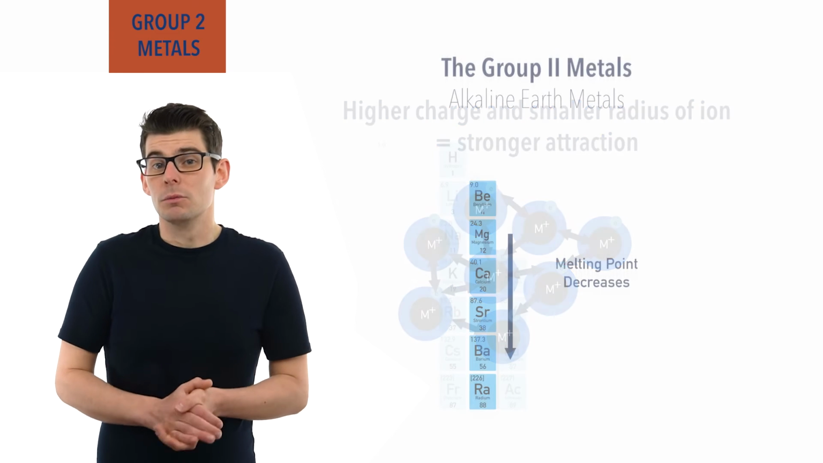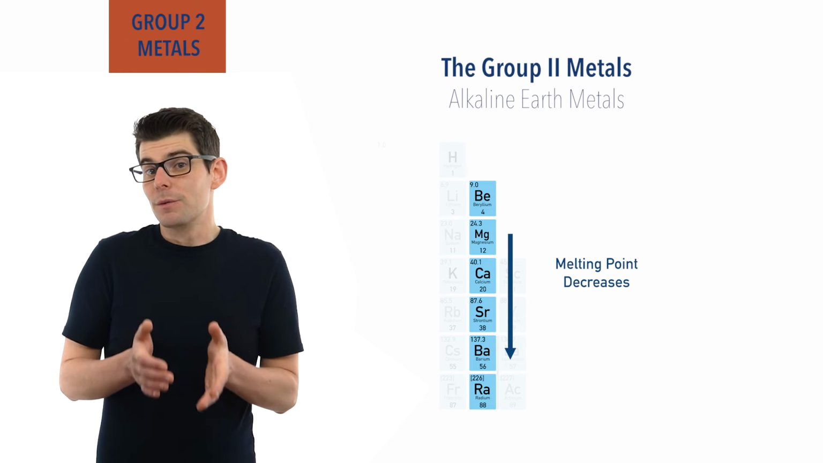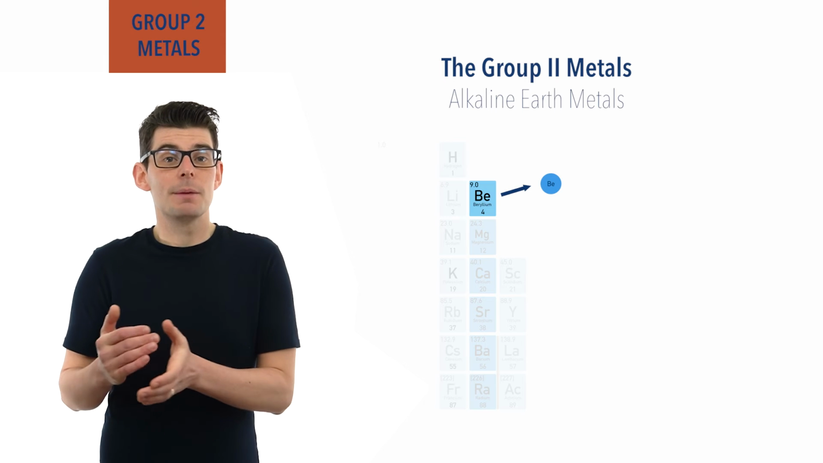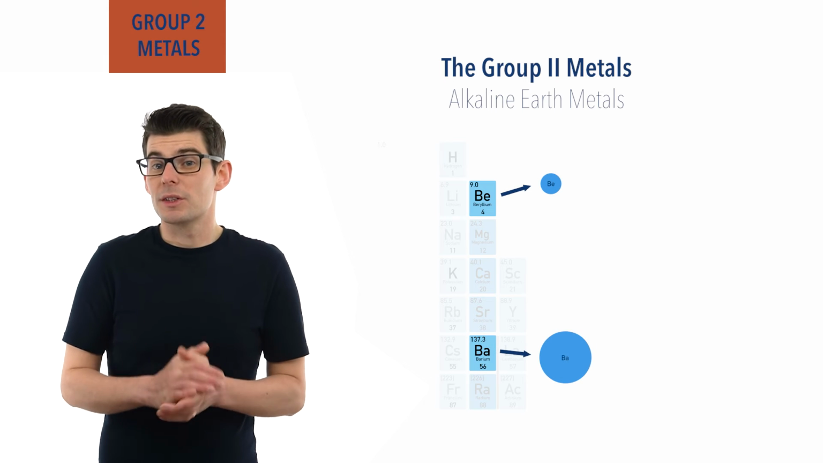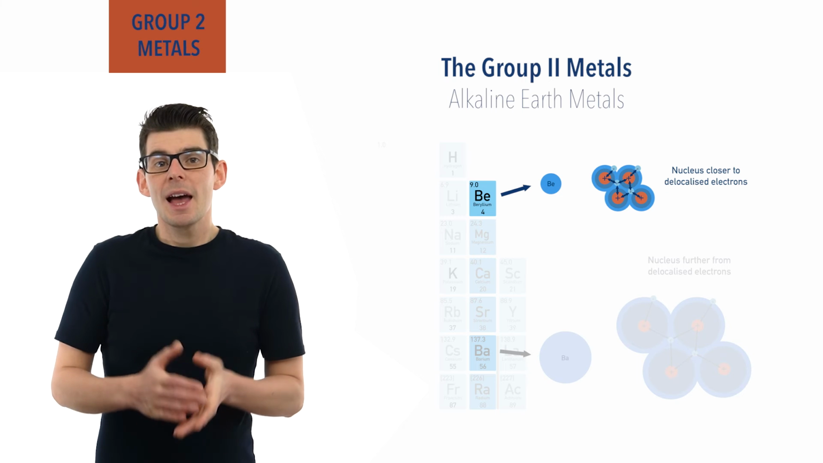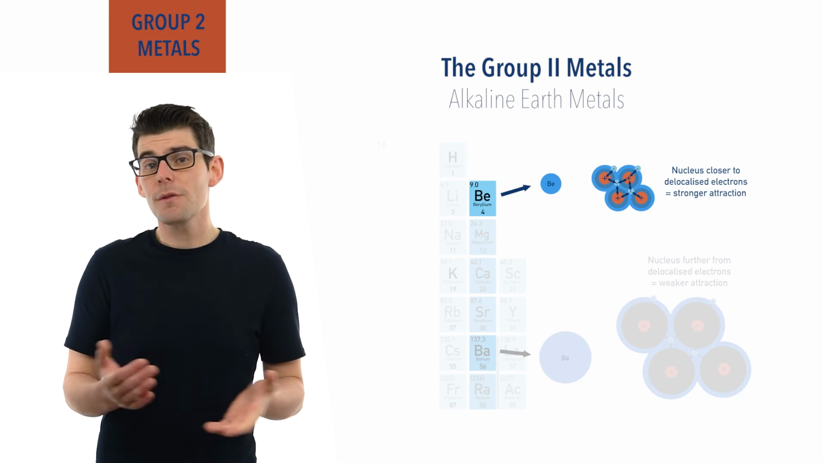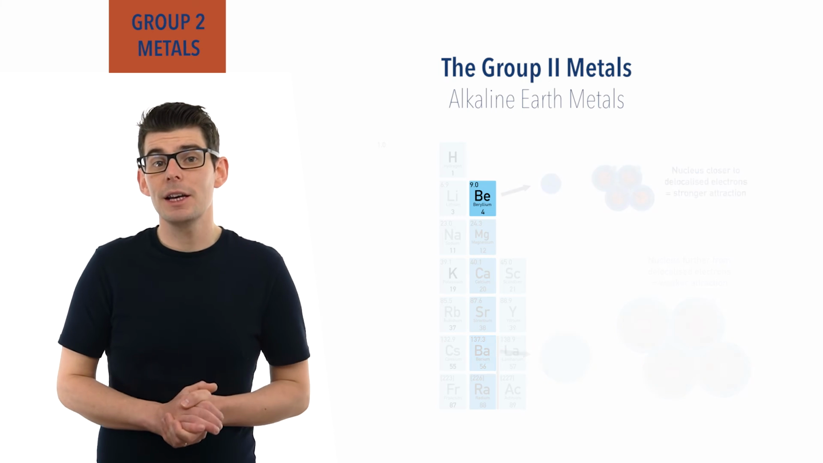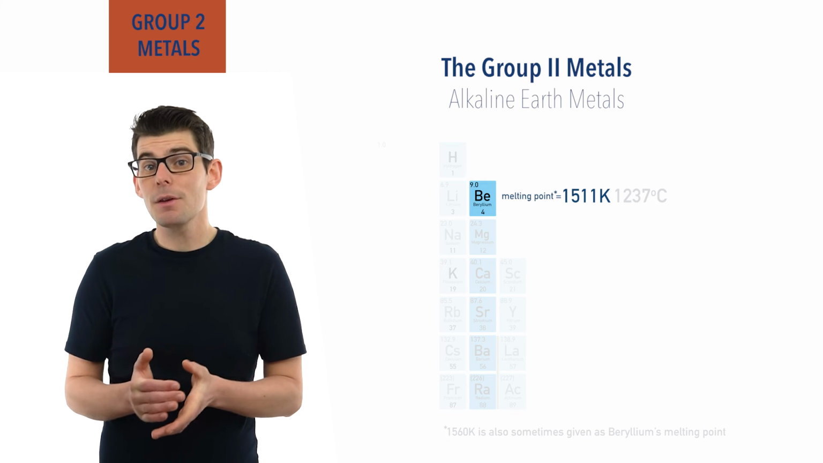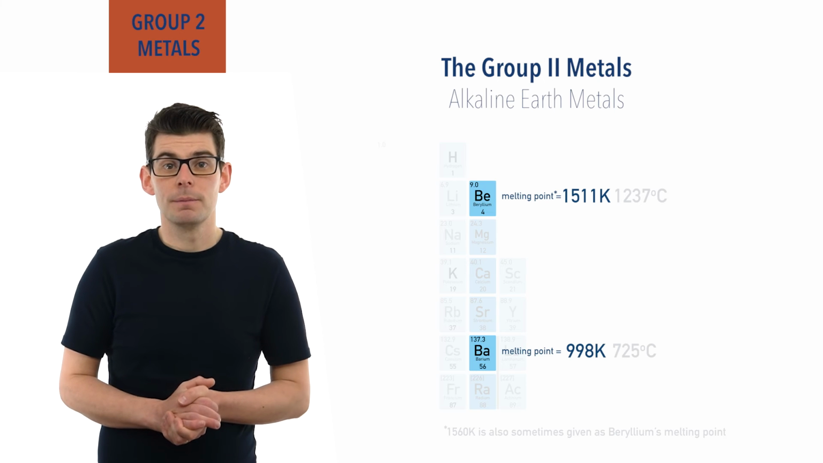Group 2 metal atoms all form ions with the same charge, 2+. However, the elements at the top of the group have a much smaller atomic radius than elements at the bottom, meaning the nucleus is closer to the delocalized electrons, increasing attraction to them and giving stronger metallic bonding, increasing the melting point. For example, beryllium has a high melting point of 1511 Kelvin, and barium is much lower with a melting point of 998 Kelvin.